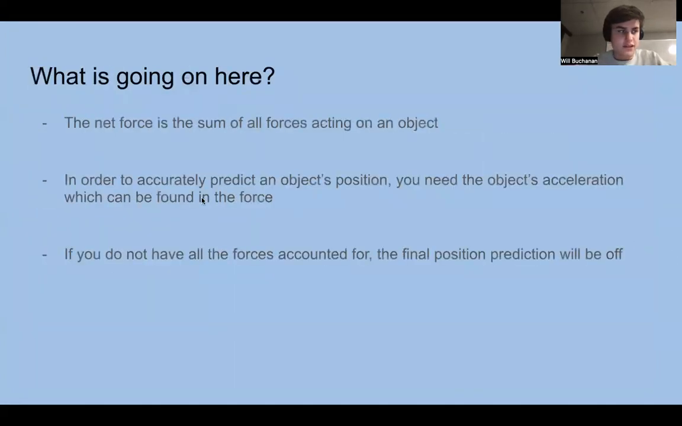And what's going on here is the net force. So the net force is the sum of all forces acting on an object. And in order to predict an object's position, you need the object's acceleration, which is found in the force. If you do not have all the forces accounted for, the final position prediction of where this object's going to end up will be off.